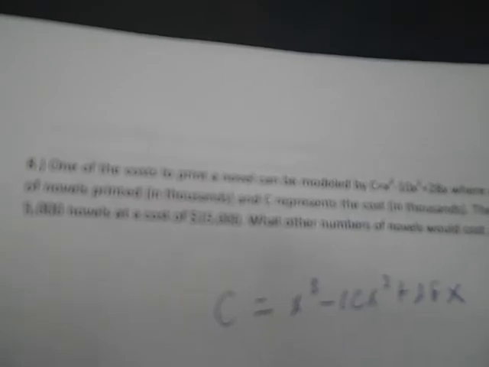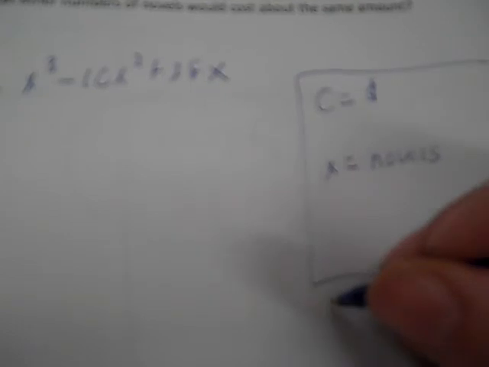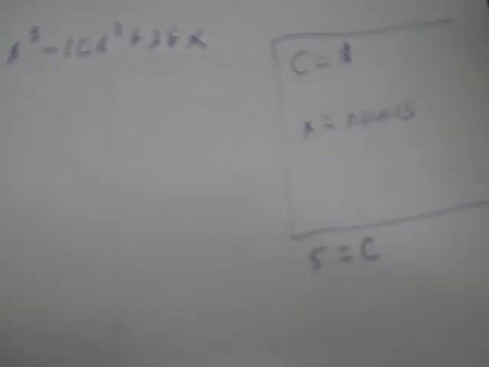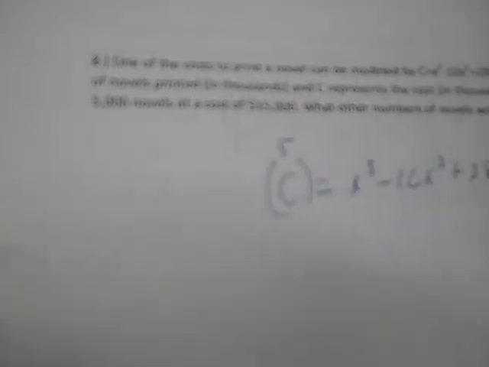So we need to know what these represent, C and X. Okay, C is the cost. You can just put dollar sign. That's in thousands, keep in mind. And X is the number of novels, whatever the product is they're selling. Okay. Now, do they give me a money amount for C? Yeah, they do. They give me 5,000, but I can just use 5 because it's in thousands. It says it is, okay? So we're going to replace C with 5.